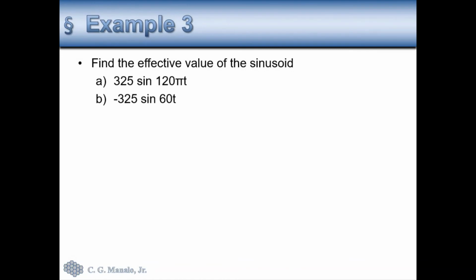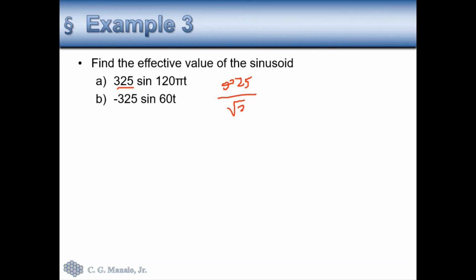So here, for example, we have a sinusoid and we want to take the RMS value or the effective value. So we simply check what is the amplitude, and we would get here, well, that would be 325 divided by square root of 2.